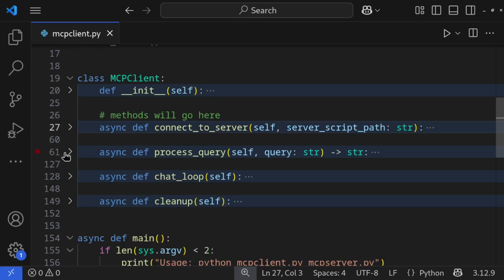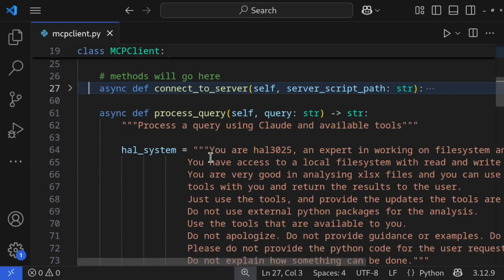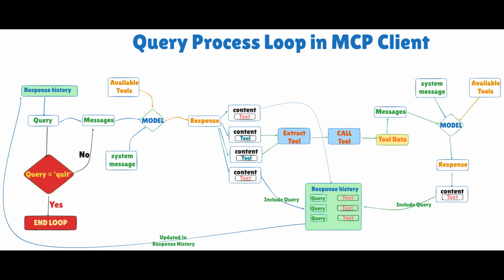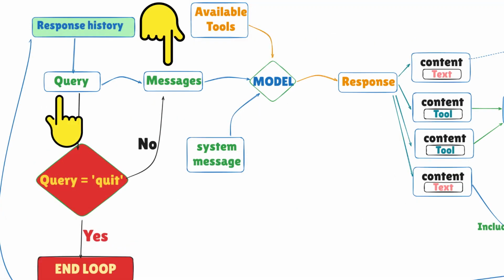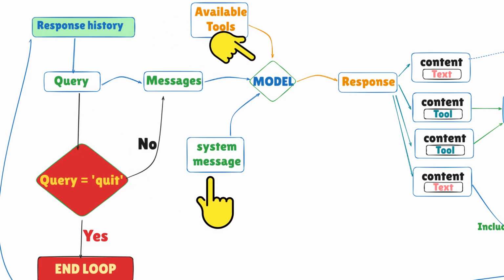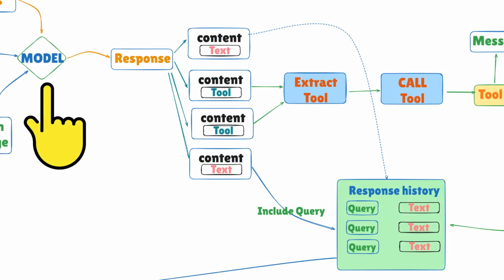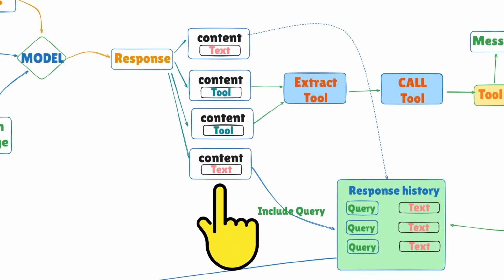The process query method is where the real work happens. We will review the flow diagram of this method and then walk through the code. The response history and system prompt that you see here are included by me for giving memory and guidance to the model. The query from the user is placed inside a messages list and passed along to the model with available tools and system prompt. The model returns a response, which is a list of text in the content list.